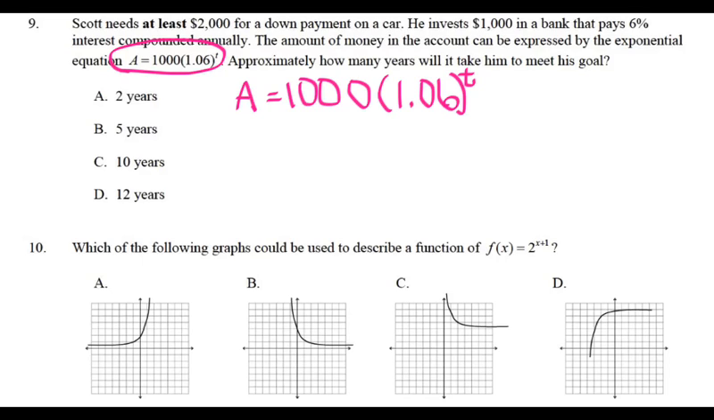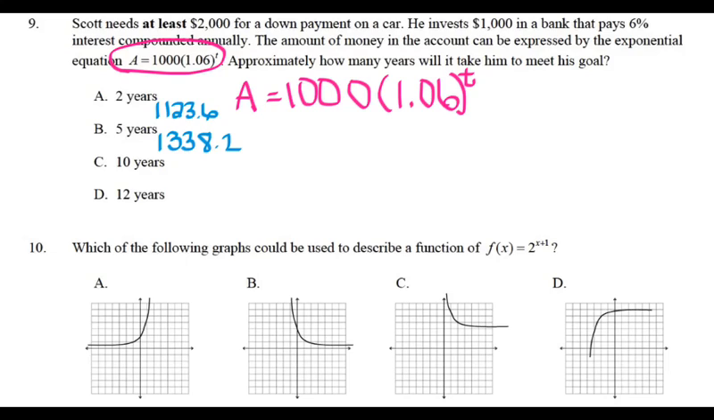Okay, so since it is multiple choice, we might as well use the answer choices. So I'm going to go ahead and take 2 and plug it in for t. So I have 1,000 times 1.06 to the 2nd power. And when I do that, that gives me 1,123.6. Scott needs at least 2,000, so that's not going to work. So what I can do is plug in 5 and see what that gives me. 5 gives me 1,338.2. Again, not going to work.